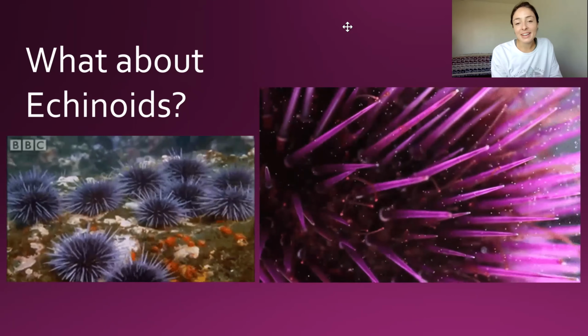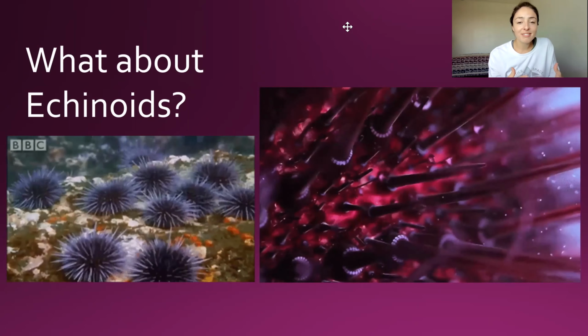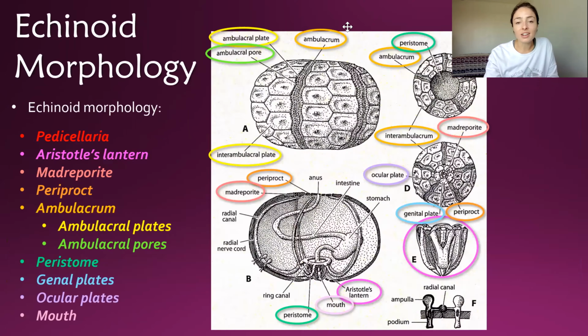But what about echinoids? Echinoids, as we can see here by these gifs, are really cool organisms. So let's talk a little bit about their morphology and how we can identify their fossils. As shown here, we have some common features of echinoids listed here and also identified here on this image. Echinoids, like many echinoderms, had tube feet, but in addition to tube feet, they often had long stalks terminated with pincer-like claws called pedicellaria. However, these are not identified on this figure.